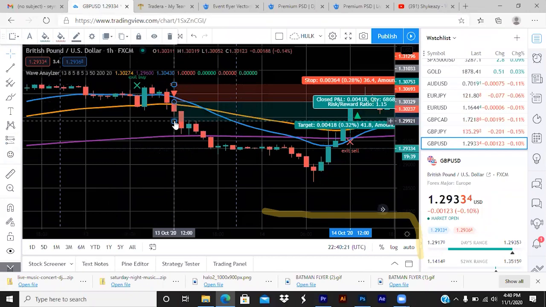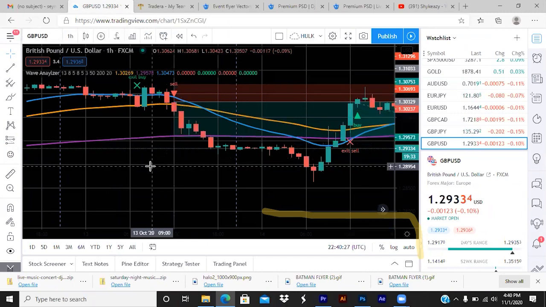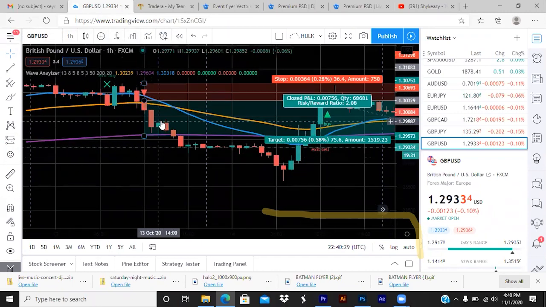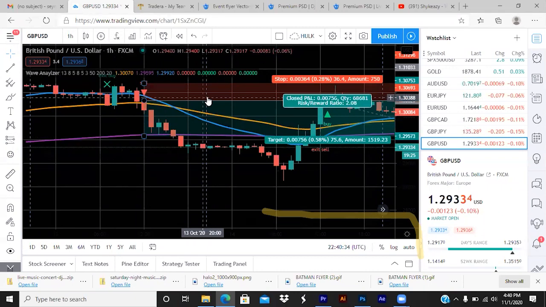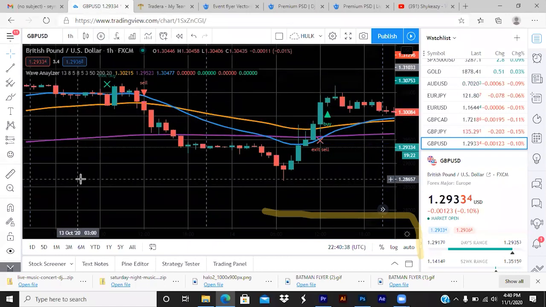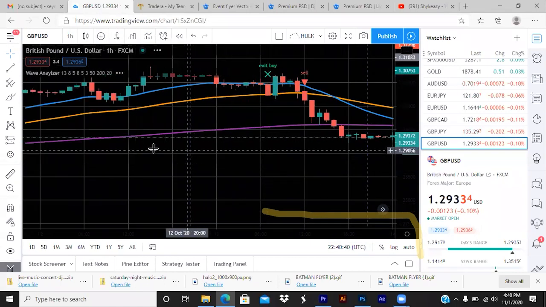TP2 is the purple. Come down. What's our ratio? We got a 2-to-1 ratio. I love it. What did it do? It smashed take profit 2. All right, so let's keep on going over examples.